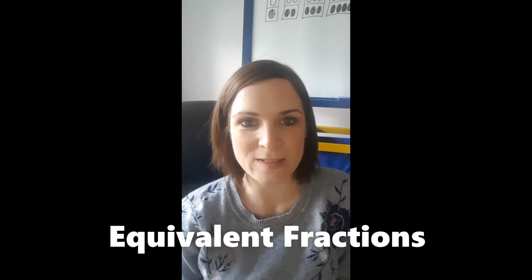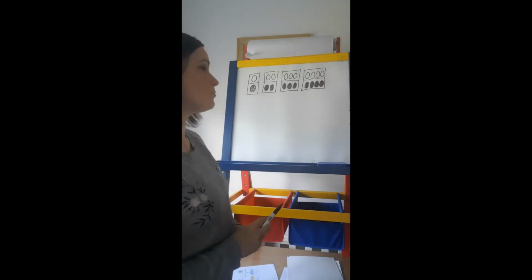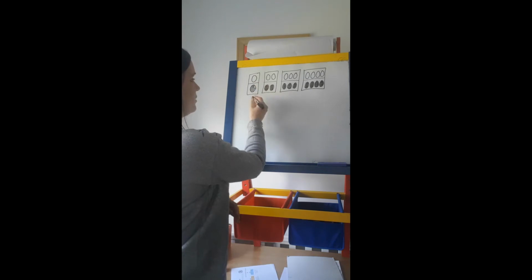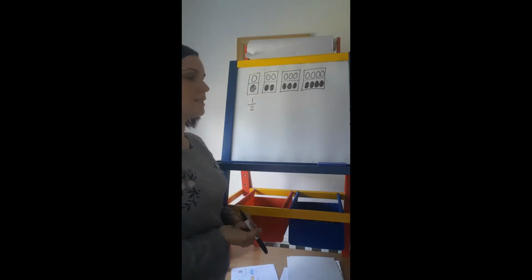In this video I'm going to explain to you about equivalent fractions. So here are some arrays that I've drawn on the board here. They are all showing equivalent fractions of a half. This first one here, we have 1 over 2. We have 1 of 2 parts coloured in.